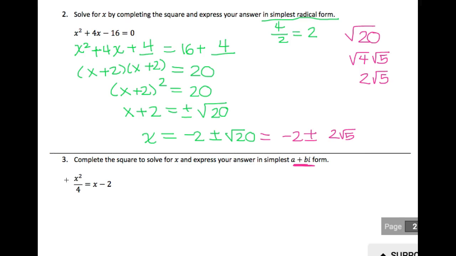So what I would like you to do for the very last thing on the sheet, because we're going to save number 4 for when I see you guys in class. If you look here, this is really the same as saying 1/4 x squared equals x minus 2. If I want to get rid of that 1/4, I would need to multiply by 4. But then this would have to be multiplied by 4 also. So this is going to be x squared equals 4x minus 8.